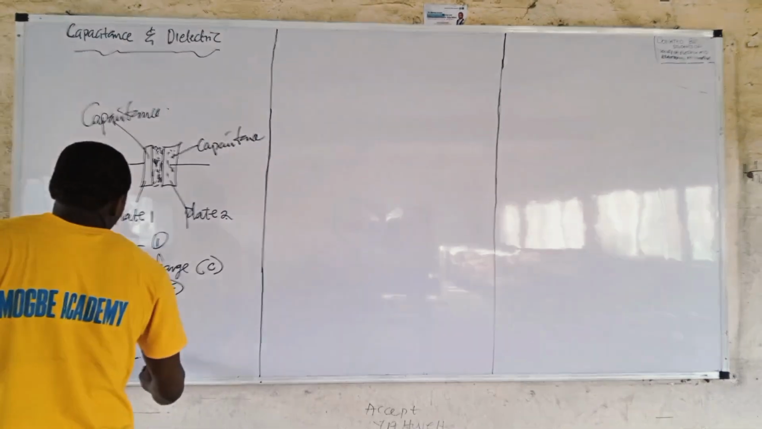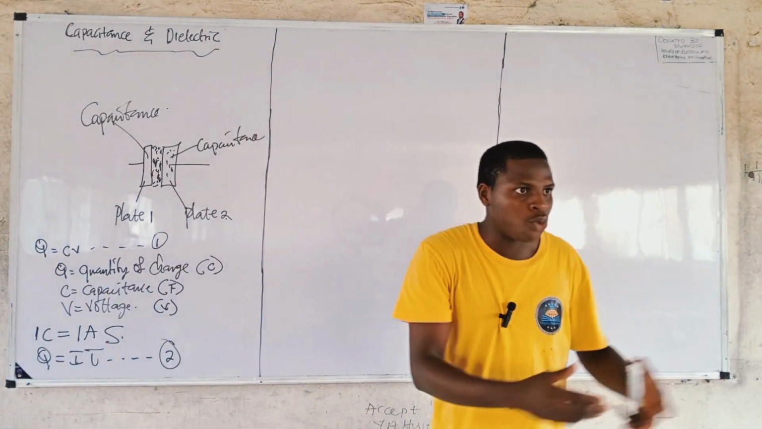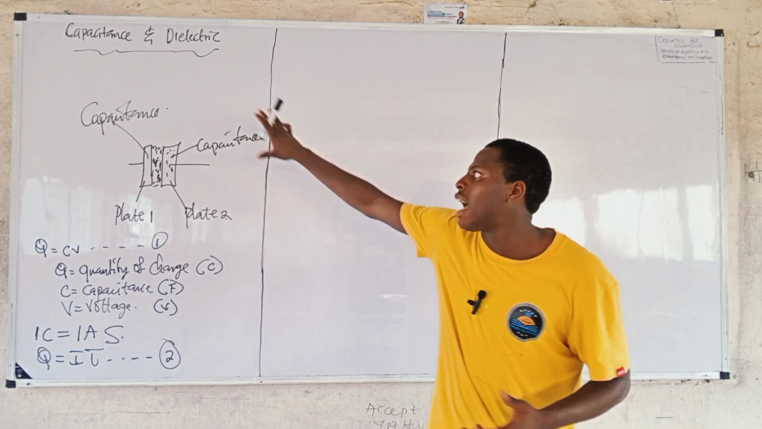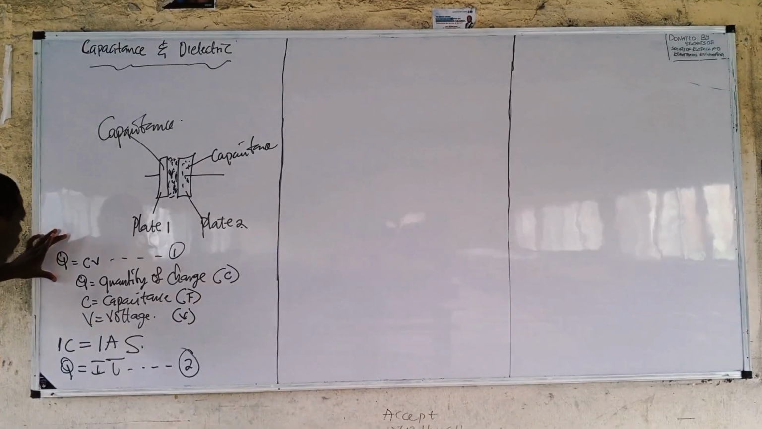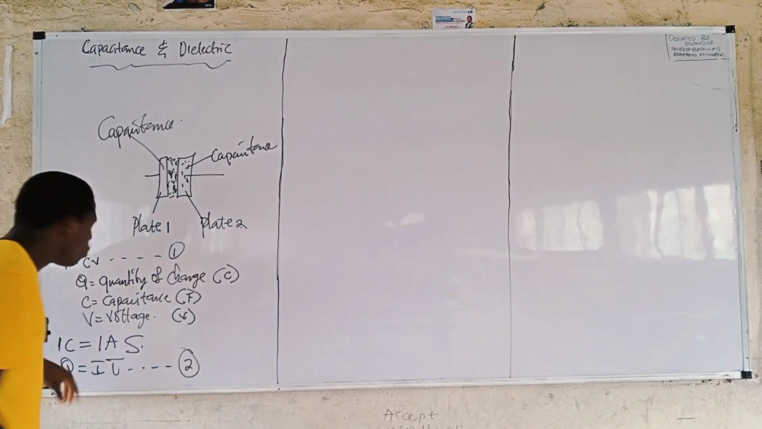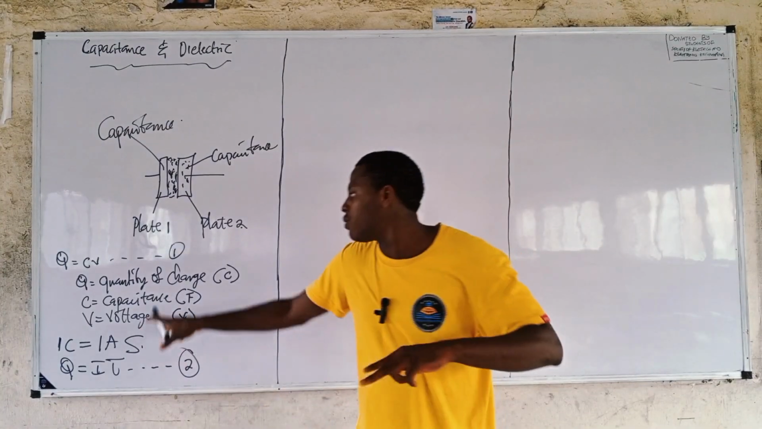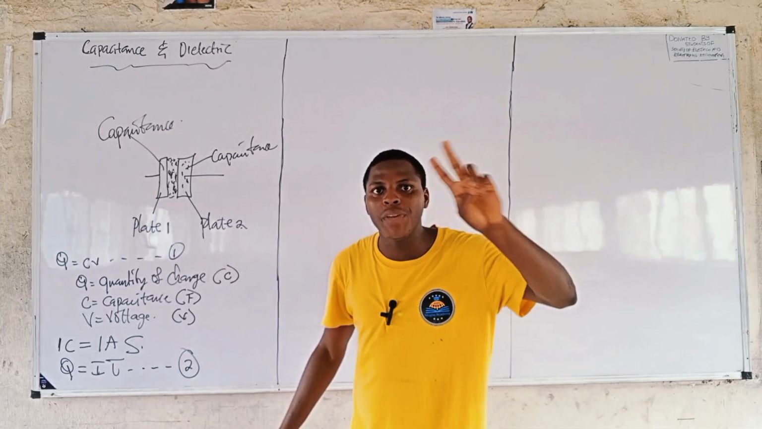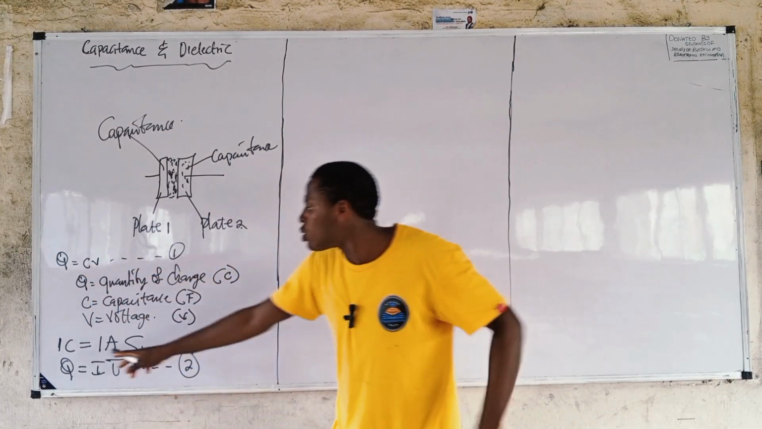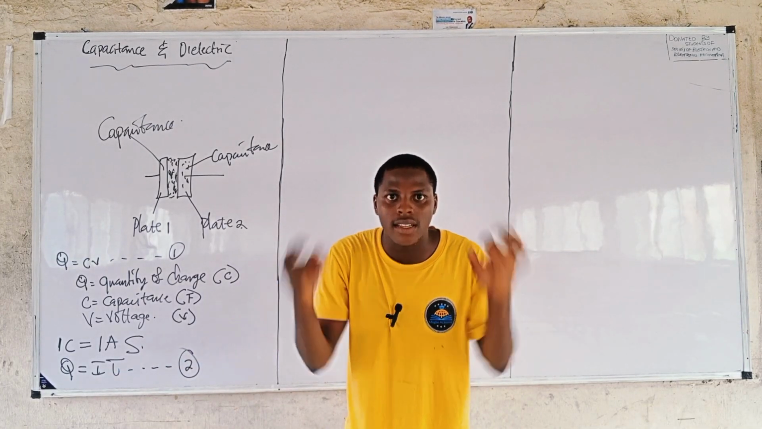So let's call this Equation 2. Why are we noting Equation 1 and Equation 2? We are doing this so we know the number of equations we've generated as far as this course is concerned. From Equation 1, we are calculating for quantity of charge. Equation 2, we are also calculating for quantity of charge. So in calculating quantity of charge, we have two basic equations. The first one is capacitance and voltage. The second one is current and time.